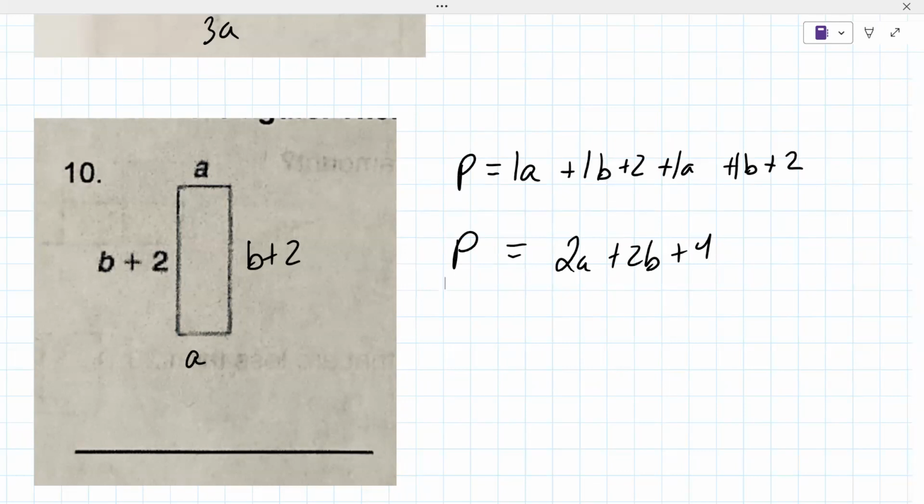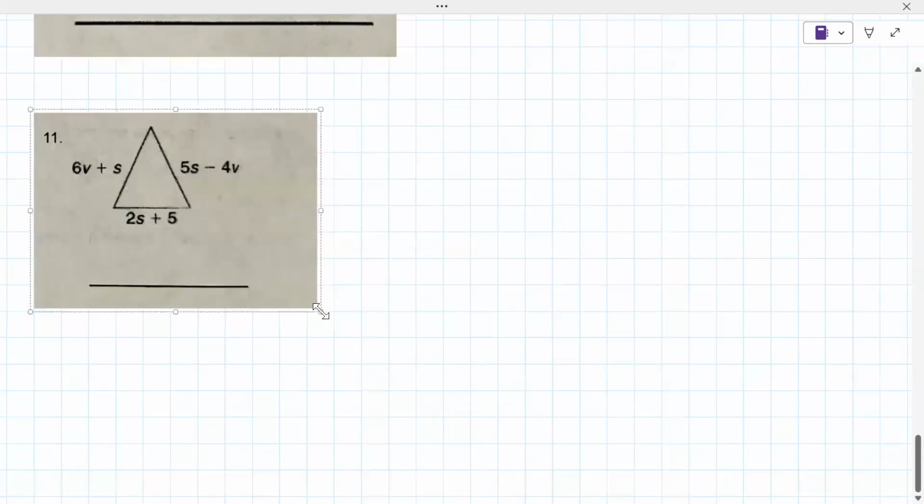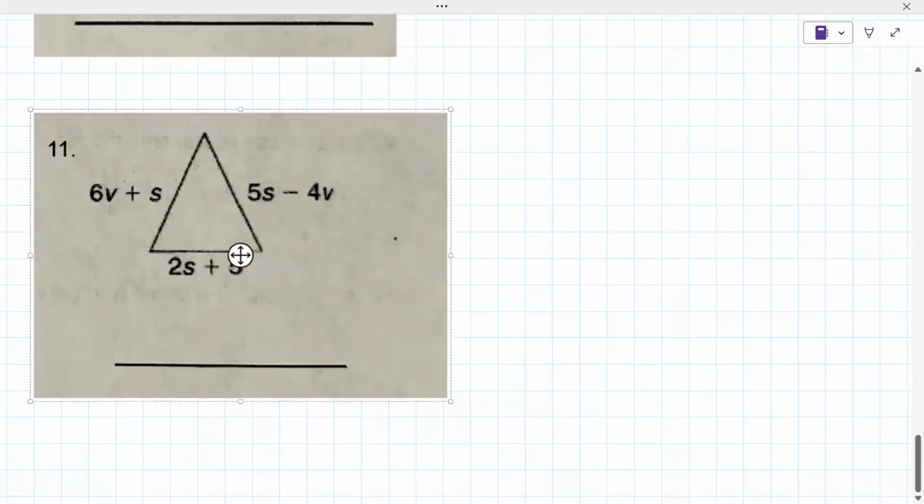All right, so 11 is already set up for you because the 3 sides are given. I want you to add them up, maybe put a 1 in front of that s. Go ahead and give that a try here. I'm going to just step away for 30 seconds and I'll be right back to check with you on your answer here.